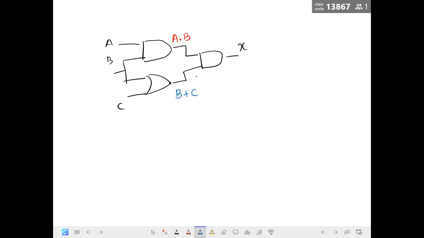Then the outputs from these gates are used as the inputs for this AND gate. Then the answer for X is, right, one input is A and B. Because this is an AND gate, we have to use AND. Another input is B and C. Sorry, B or C. So this is the answer.